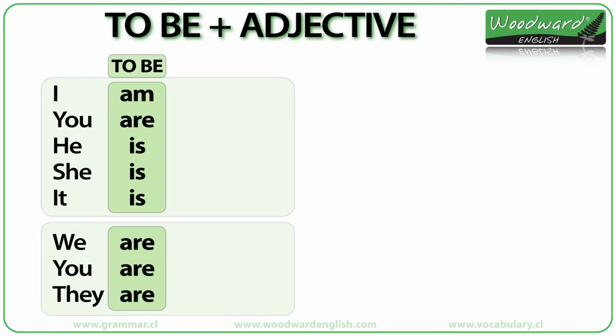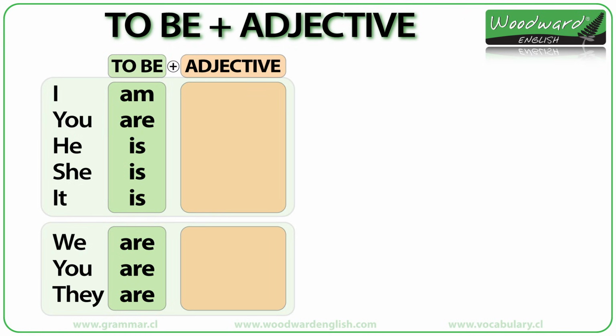We already know to be. I am, you are, he is, she is, it is, we are, you are, and they are. We can put an adjective after to be. To be plus adjective. Some examples.